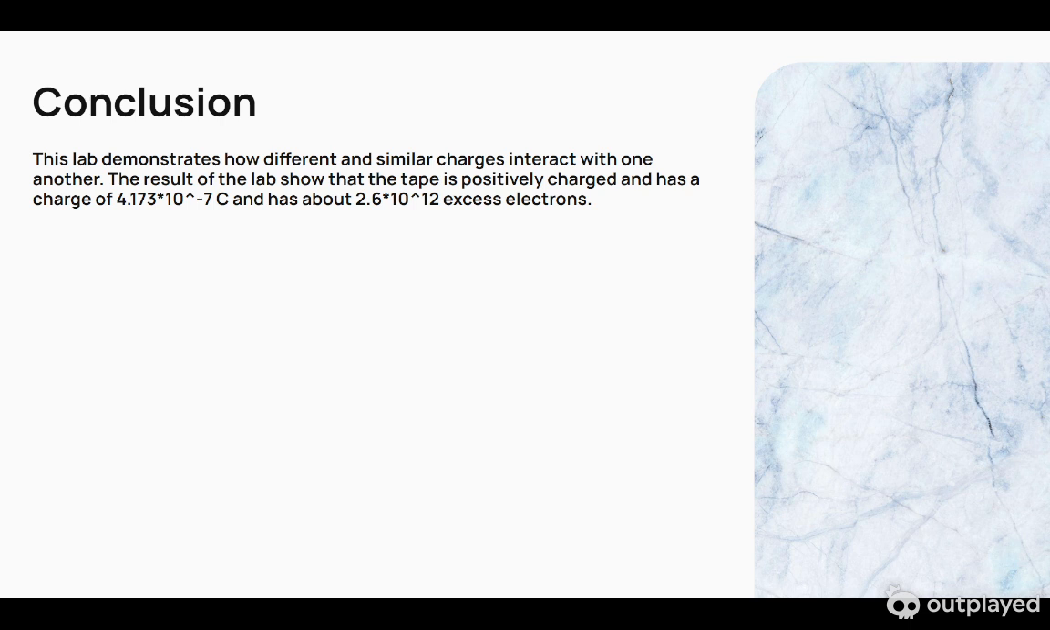In conclusion, this lab demonstrates how different and similar charges interact with one another. The result of the lab showed that the tape is positively charged and has a charge of 4.173 times 10 to the negative 7 coulombs and has about 2.6 times 10 to the 12th excess electrons.